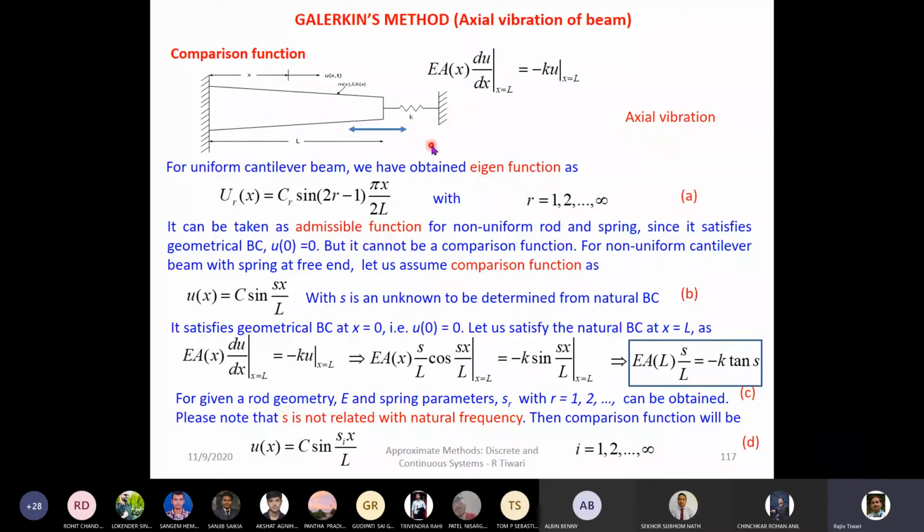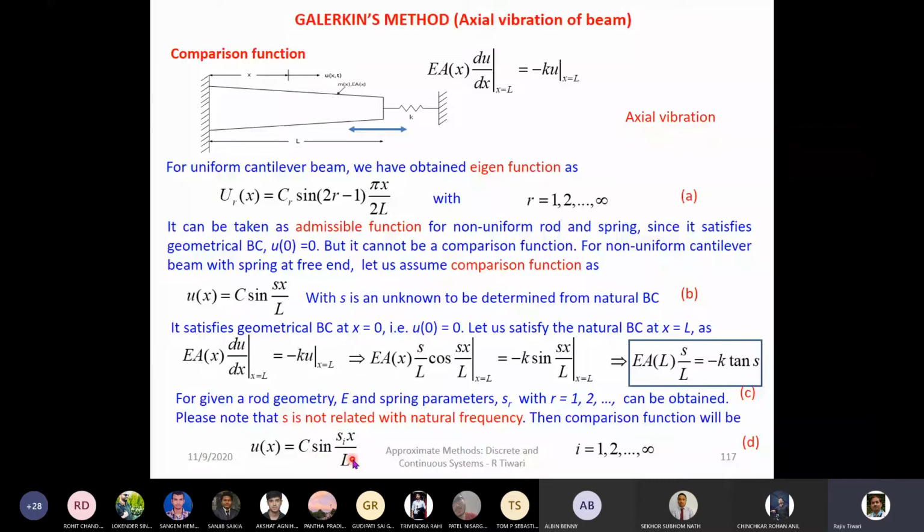Finding the comparison function is not always easy. Here itself we can see we need to satisfy the natural boundary condition, and then we got this equation, we need to solve this, and only then we got another equation. So here you can see that S i is some number, but not as nice a number as this. Here we'd get pi by 2, 3 pi by 2, 5 pi by 2 like that. But here we may get some fraction values also. And so finding this is slightly tedious.